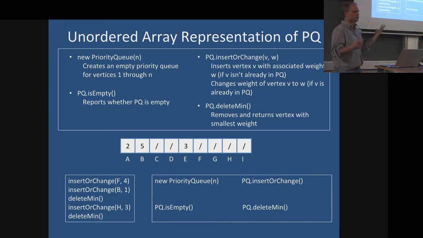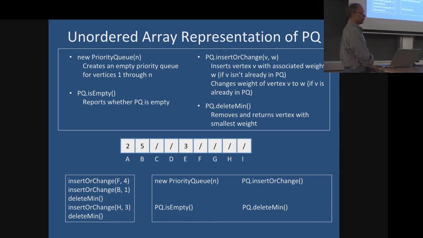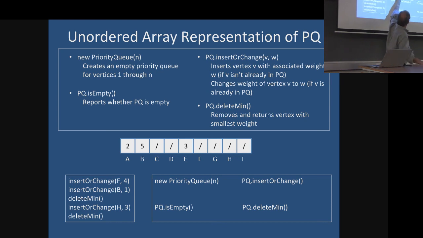Okay, so here's a way to do the first thing, where our goal is to have constant time insert, linear time delete min. So let's see how that would work. To create a priority queue, we just create an empty array with an index for each vertex. We can keep track of whether it's empty or not. Then we've got the insert or change operation and the delete min operation. So if we want insert or change to be fast, how would we do it? Notice, what are we storing in the array here?